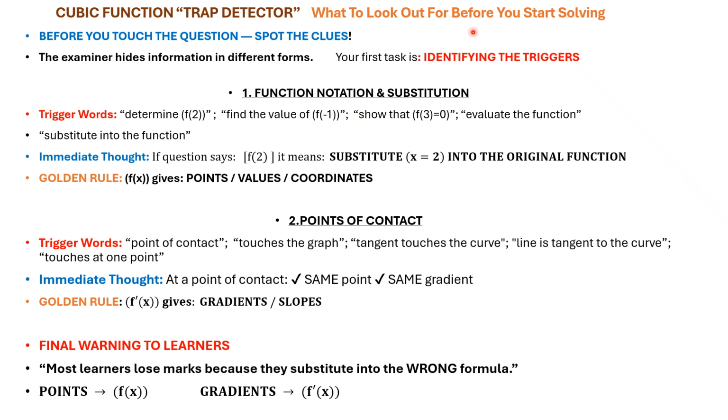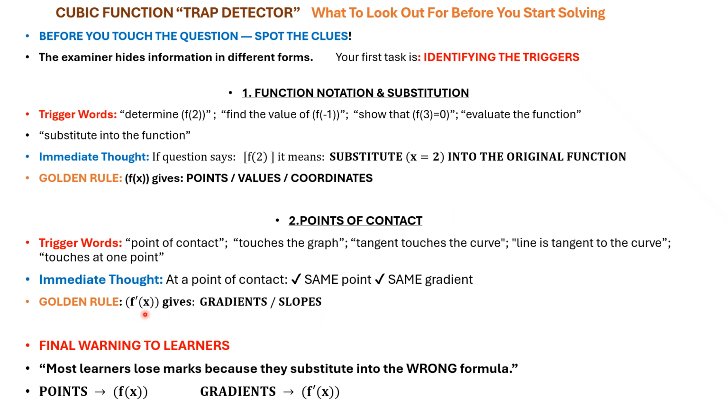Now again, what we need to look out for, triggers. So function notation, if you say f(2), f(-1), f(3), we're just testing, can you substitute the x value correctly in the equation and find the y value of the coordinates, etc. And I use the word point of contact, first derivative, etc.